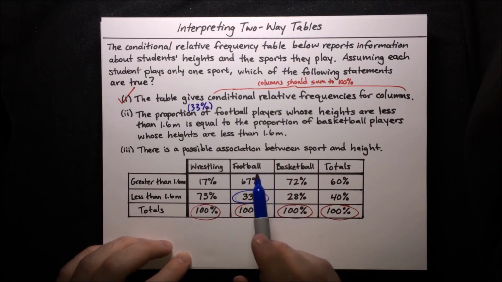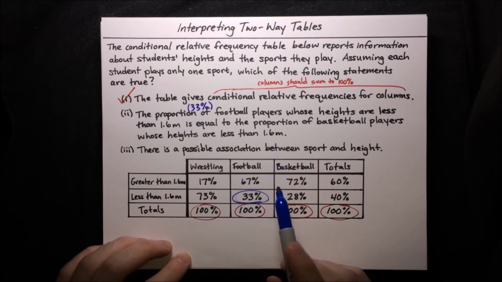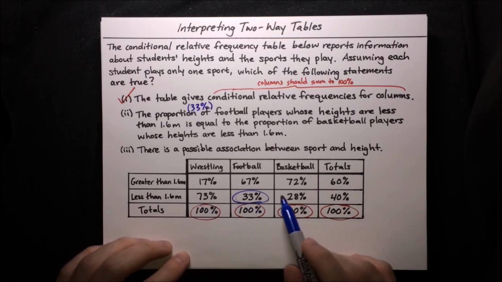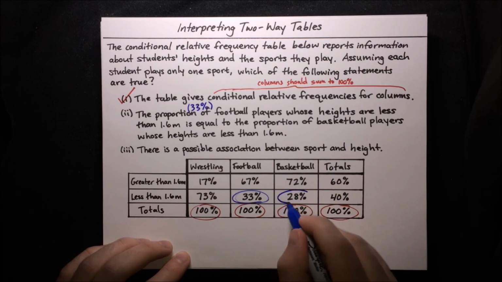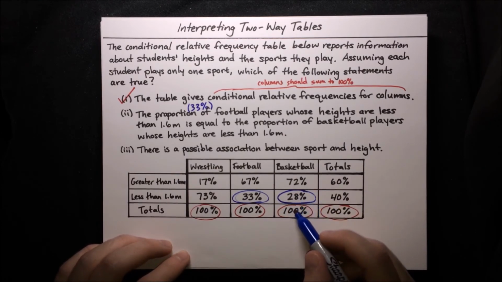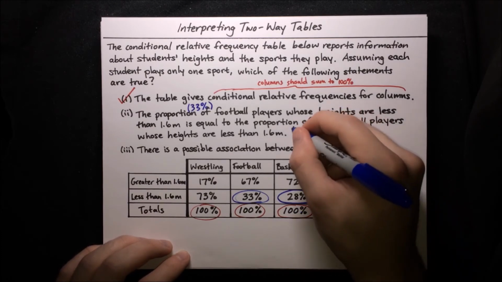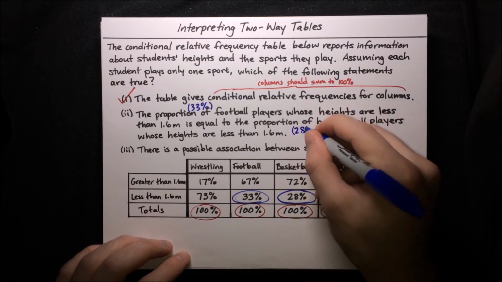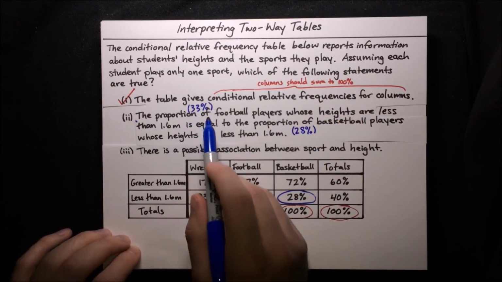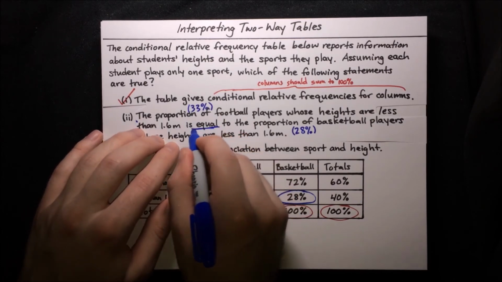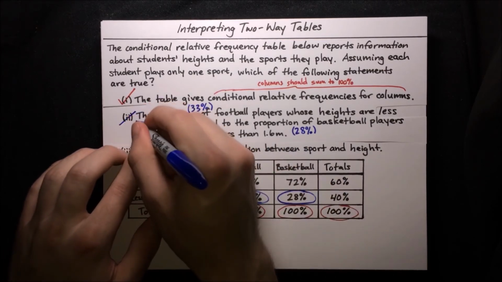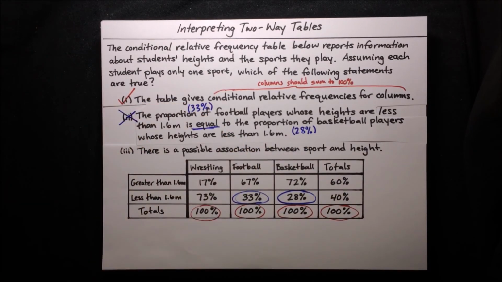And now we have to compare it to the proportion of basketball players whose heights are less than 1.6 meters. So again, in the less than 1.6 meters row, go over to the basketball column. That's 28%. And that is the relative frequency given that a player plays basketball. So that is the proportion of basketball players whose heights are less than 1.6 meters. So this statement is really just saying that 33% is equal to 28%, which is clearly false. So nope, statement is not true. We can move on to statement 3.